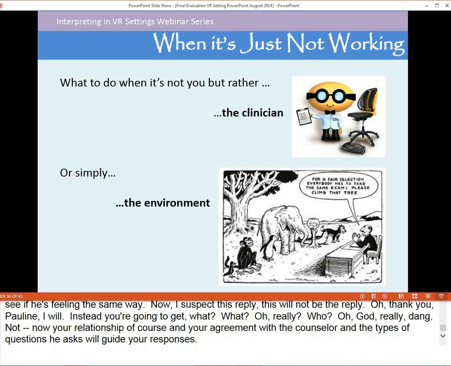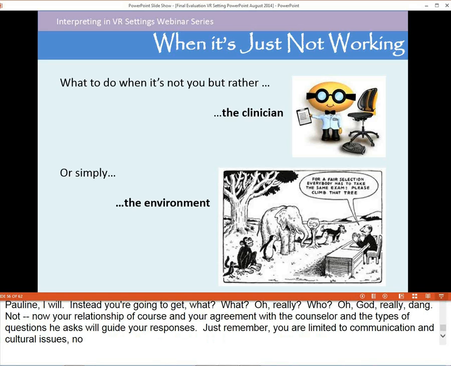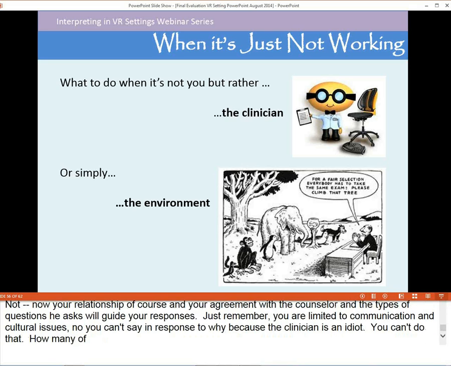Just remember, you're limited to communication and cultural issues. No, you can't say in response to why, because the clinician is an idiot. Can't do that. How many of you have found yourself in this position?